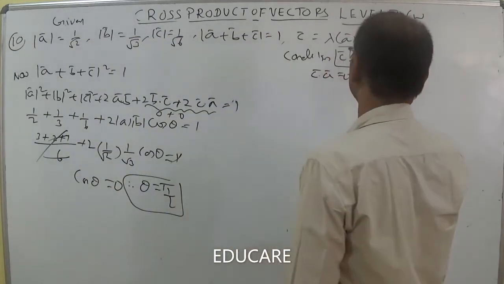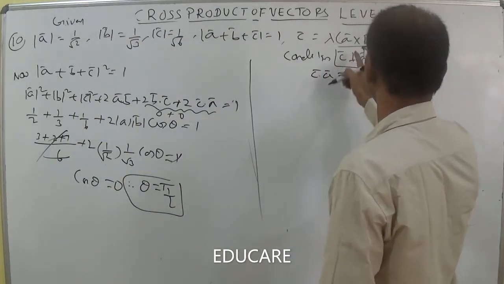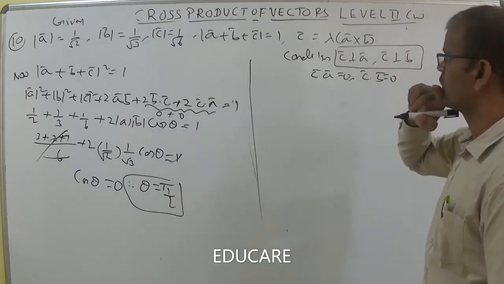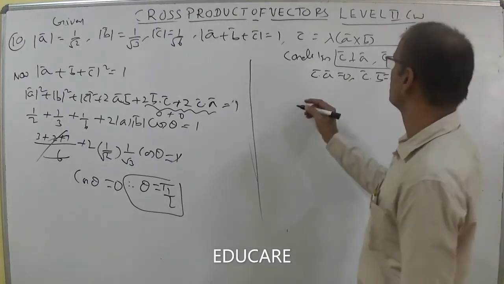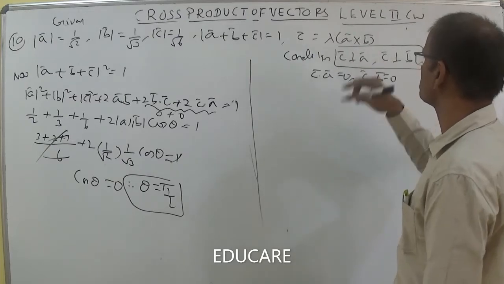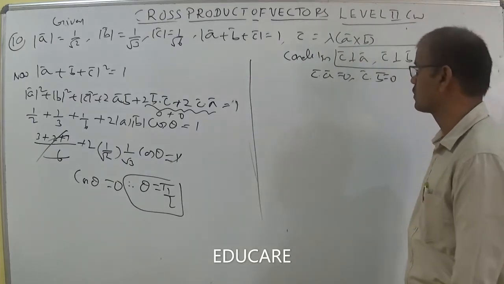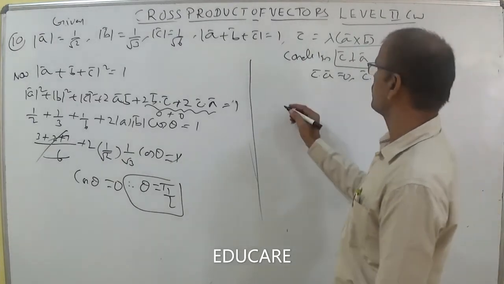Theta is equal to pi by 2. So A cross B we cannot decide here. If we could decide here, a shortcut would be possible. Because A bar cross B bar is perpendicular to A and B, but we cannot say it properly.